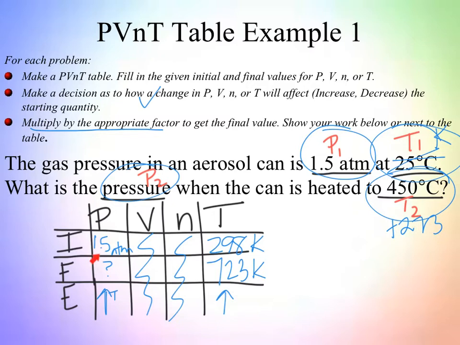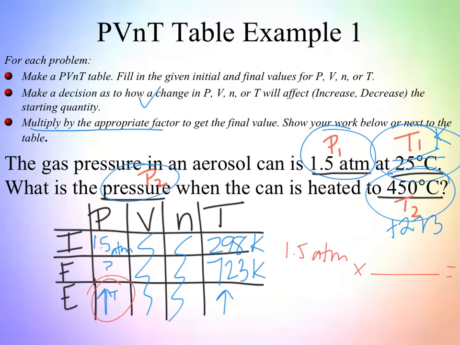Our given piece of information is actually the pressure, right? Because we have to start with our initial pressure in order to determine the final. So I will start with 1.5 atmospheres. Now I have to multiply by a fraction, and my fraction has to be based on this effect.